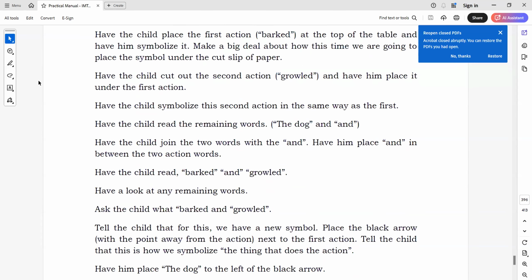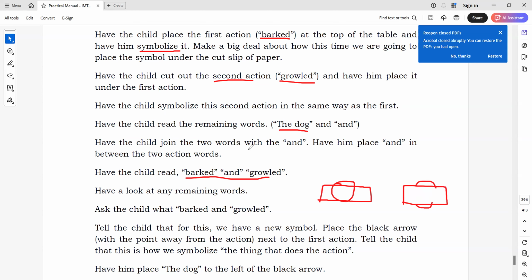So we understood that there are two actions, barked and growled. Who barked? The dog barked. What did the dog do? The dog barked. That's the first action. What was my second action? The dog growled. So what I would do here is place the first action, barked, on top of the table. Then I'm going to have the symbol on it. Then I take my next action and place my symbol. So I got both my symbols.